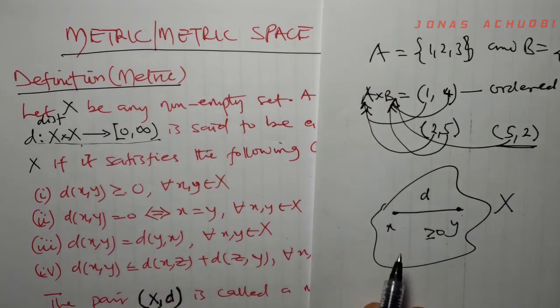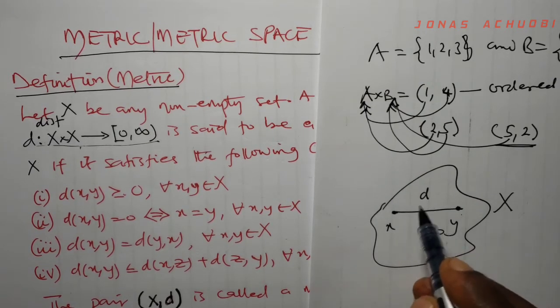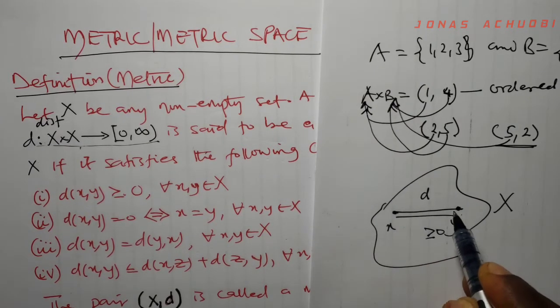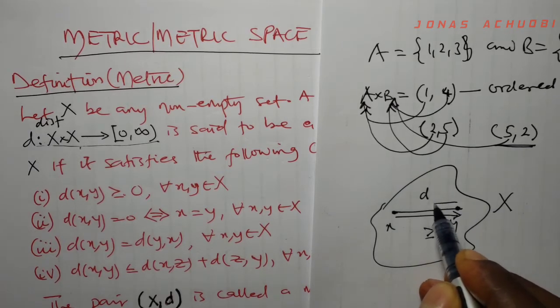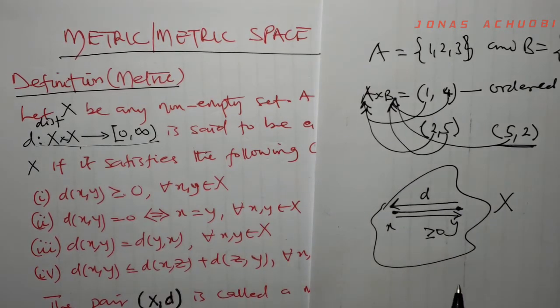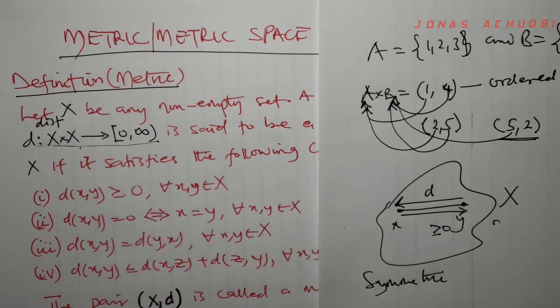The third condition is that the distance between point x and point y should be the same as the distance between point y and point x. What does it mean? That if we measure the distance from point x to point y in this direction, the value should be the same as if we had measured from point y back to point x. And this is what we call the symmetric property, or axiom if you want.